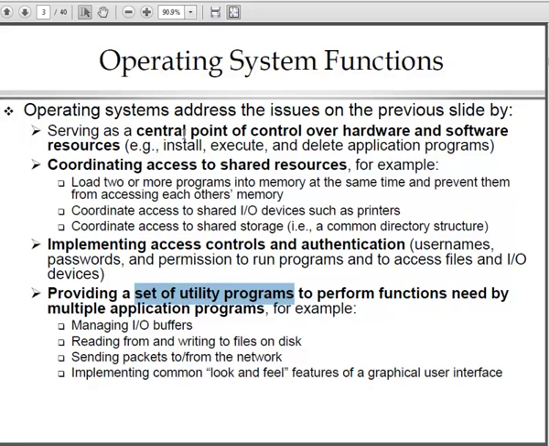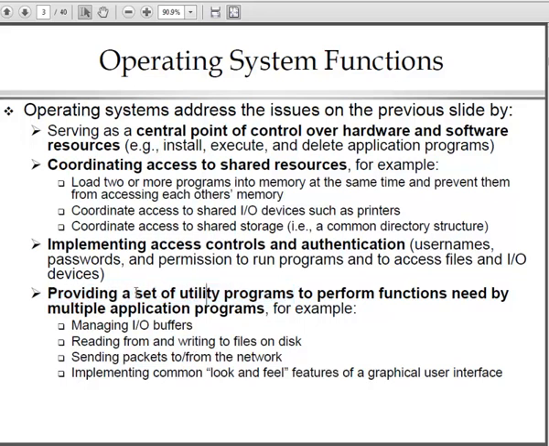Okay, so reviewing quickly, central point of control over hardware and software resources. That's both things like execution as well as housekeeping functions like install and delete. Expanding a bit on that, access controls and authentication. Coordinating access to shared resources, allowing multiple programs to run, but in a way that they don't interfere with one another, and providing those application programs with a set of utility functions to do things that many or most application programs need to do, thereby saving the need to rewrite or reinvent that wheel in the application program, and also providing some consistency in the way those application programs function.